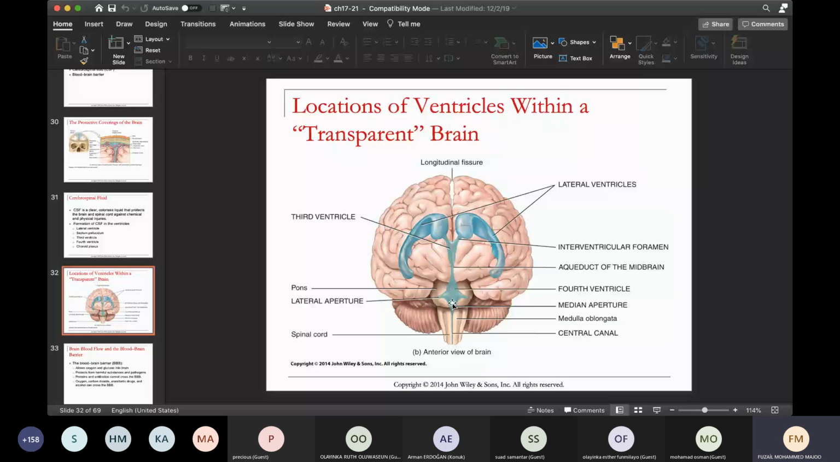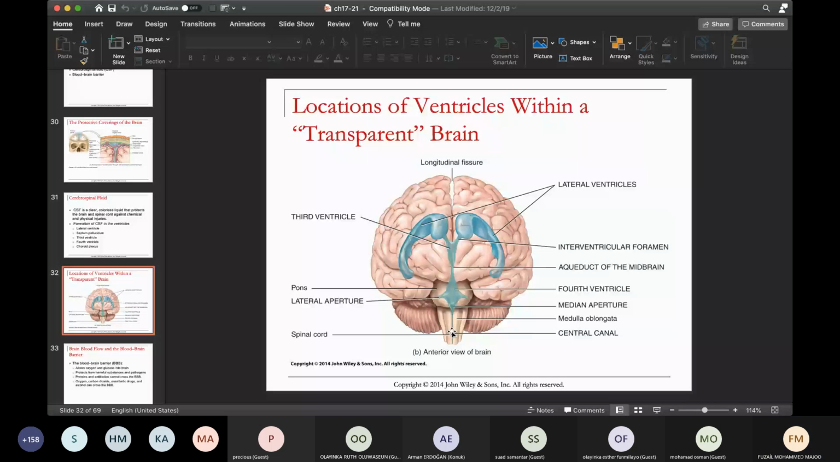So throughout all these regions, cerebrospinal fluid production takes place within the lateral ventricles. From the lateral ventricles, it goes to the third ventricle, and then it moves down to the fourth ventricle. From the fourth ventricle, it goes into the central canal of the spinal cord. So this is how CSF flows. This is how CSF gets produced.